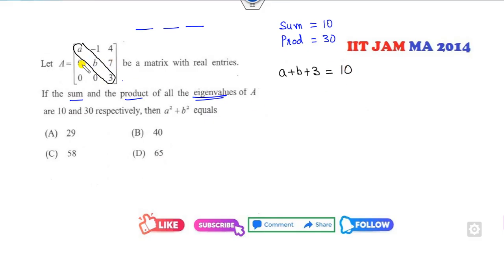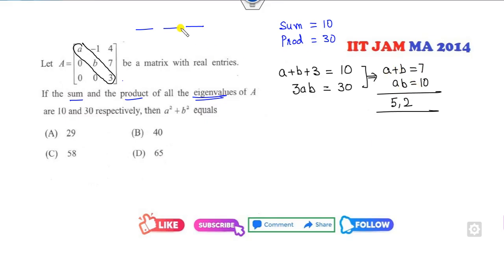And what is the determinant? So you can see it's a lower triangular matrix. So 3AB is my determinant of this. It is 30. So from here you can see A plus B is 7 and AB is 10. So clearly the values are 5 and 2. 5 and 2, 7, and 5 and 2, 10. So the two eigenvalues are 5 and 2.